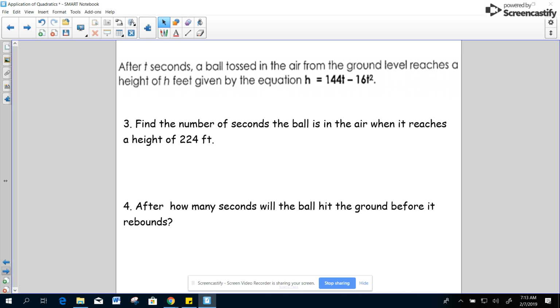Part 3 or part C on your paper, find the number of seconds the ball is in the air when it reaches a height of 224 feet. Notice that we are working with our height, which is 224 feet, so that should go in for h in our equation.